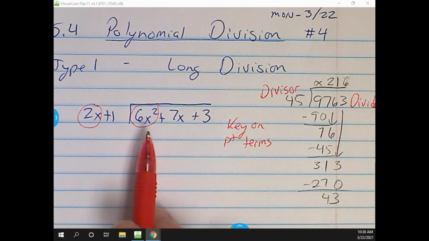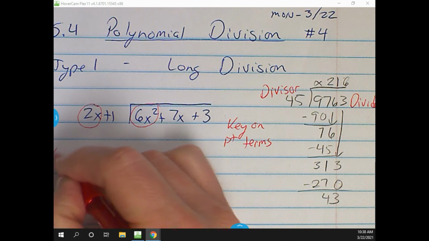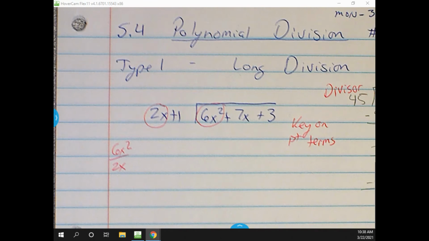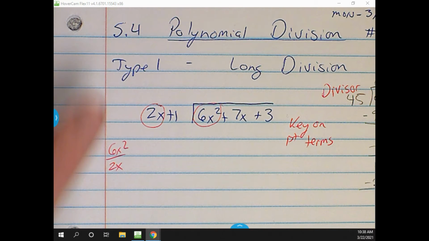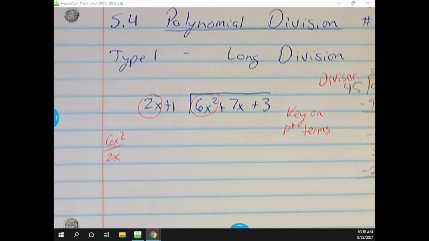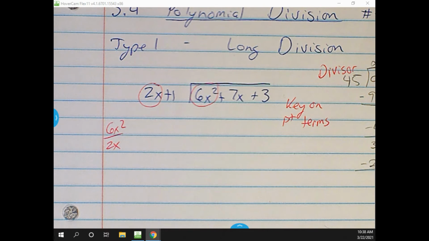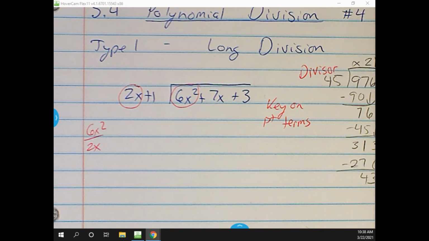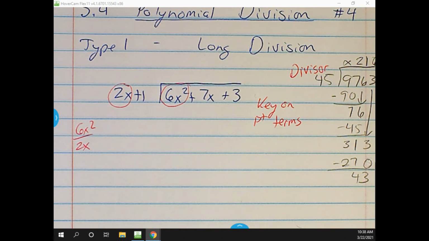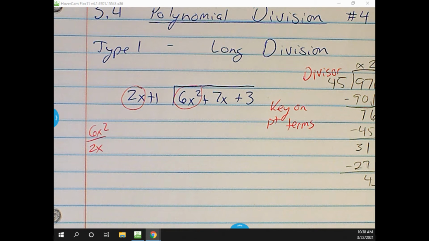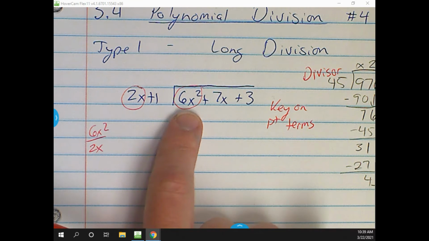So basically we're going to take 6x squared and divide it by 2x. The other parts we'll get to in just a second, but to get this going, we do that. Same thing as when we were dividing 45 into 9,763: we didn't worry about the back end to start with, we just worried about 45 into 97. Same with this one. We're not worried about 2x divided into all this stuff, just 2x divided into 6x squared.